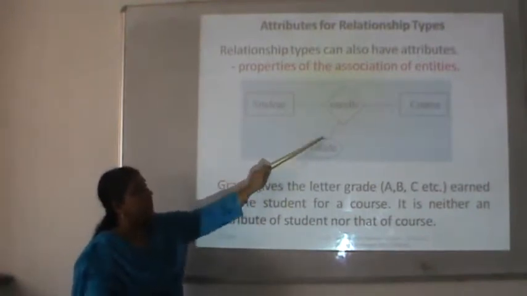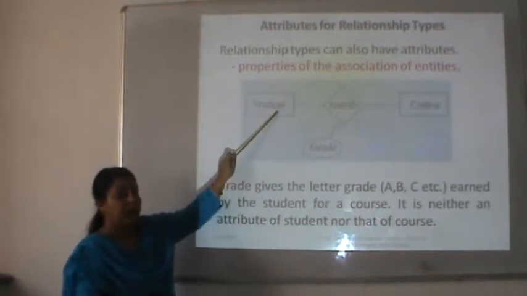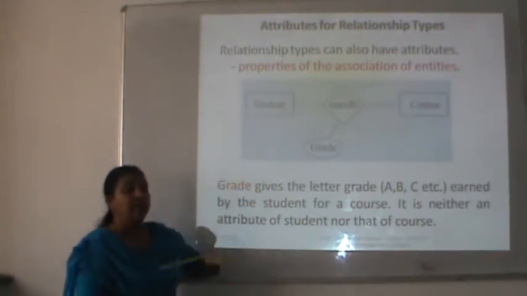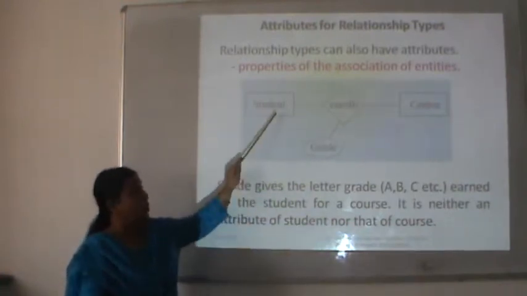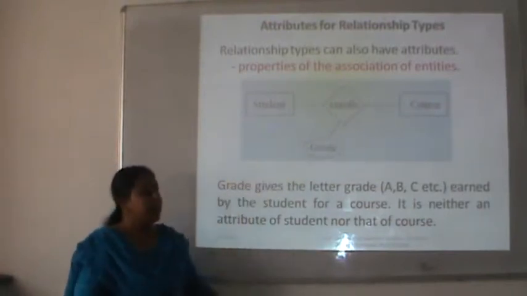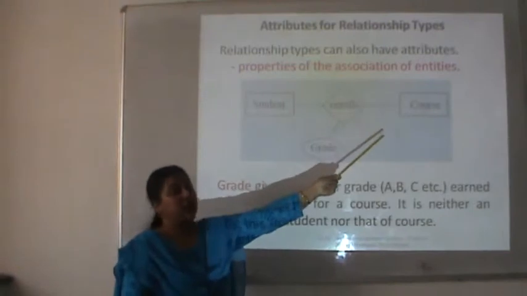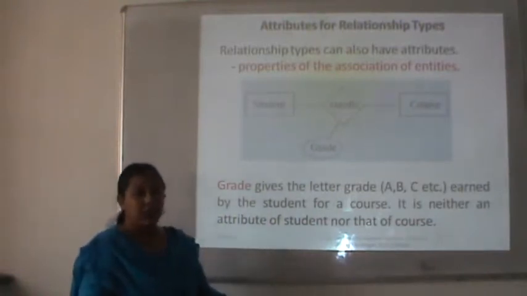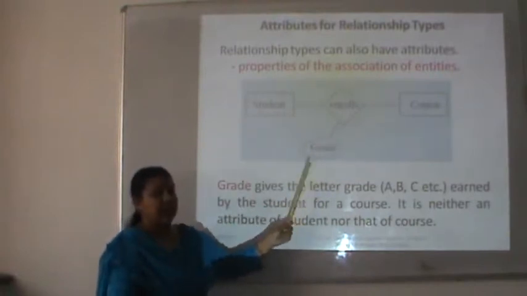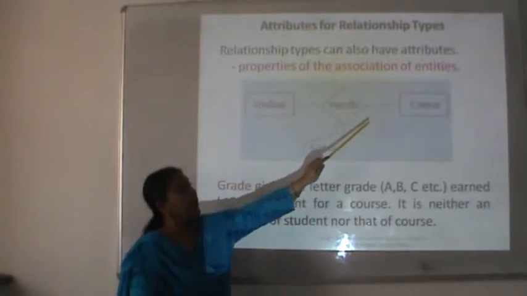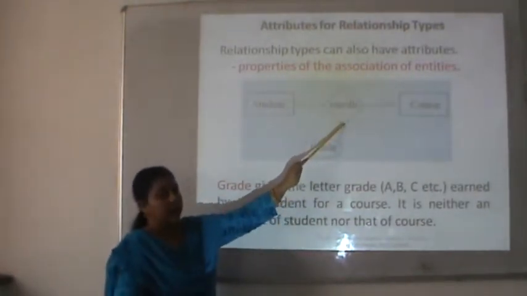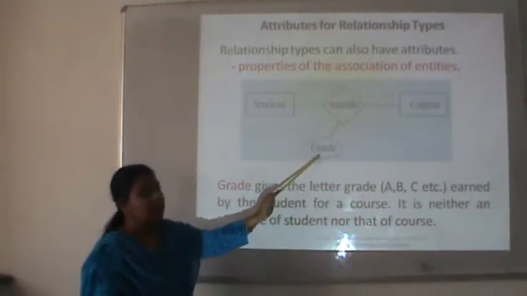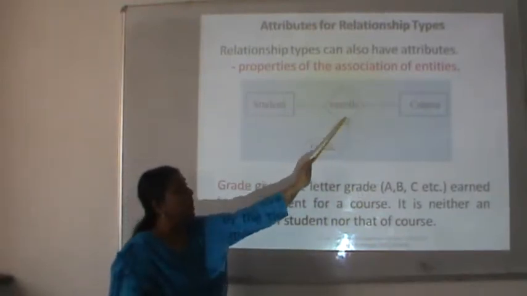See, grade cannot be the attribute of student. Can it be an attribute of student? It's not possible because a student can obtain different grades in different courses. So, one student will have different grades in different courses. In the same way, grade cannot be an attribute of course because different students will score different grades in a course. So, grade is the attribute of the relationship between the student and course, that is enrolls. Such and such student scores such and such grade in a course. So, grade is the attribute of the relationship enrolls.